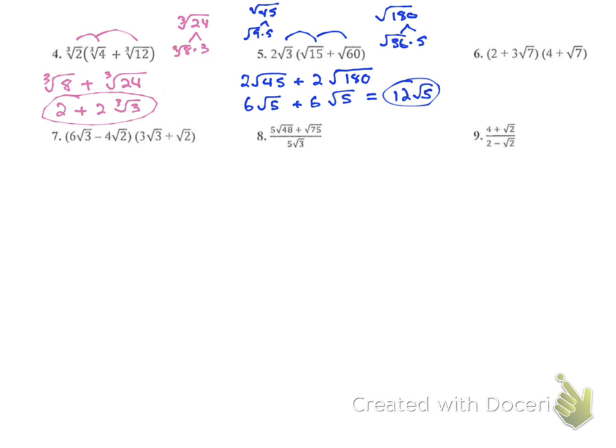Okay. Yes. But if there's a 2 there, wouldn't the 6 multiply to the 2? Yeah, that should be 12 square root of 5, which would give you 18 square root of 5.